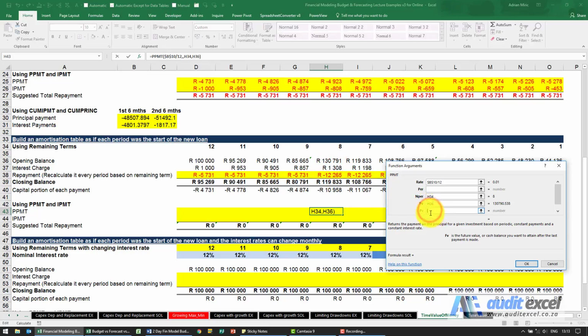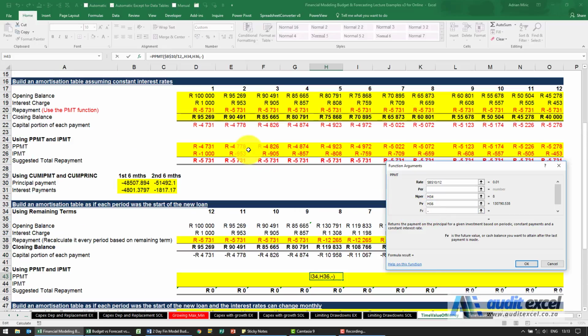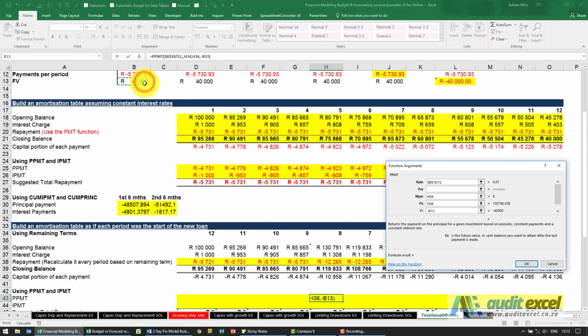What's the future value? Minus 40,000 with the dollar sign. And what's the type? It's a 0. So the important thing here then is, what is the period number? Now previously you would have looked up here and said it's period 5, but remember this is saying it's only an 8-month loan. So what period is this of an 8-month loan? Well, it's going to be period 1.